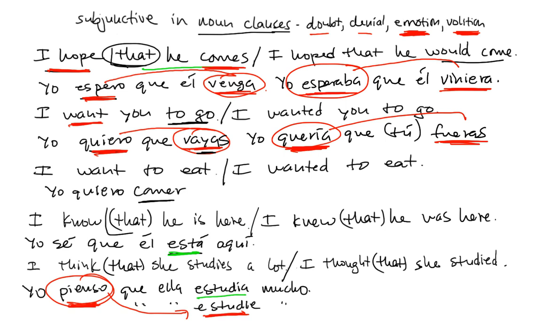And once again, here we have the volition showing its effect with the verb in the subjunctive in the subordinate clause. Next one, I wanted to eat. Just one subject, no change of subjects. Just simply conjugate this with the infinitive. Yo quería comer. Because we don't have two different subjects.